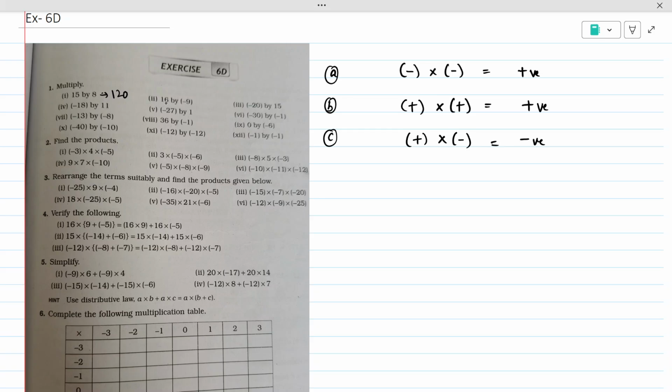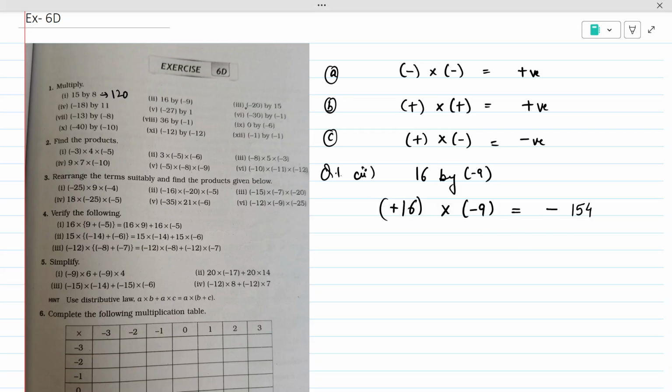In the second, we have 16 multiplied by minus 9. So question number 1, second part, I'm writing here 16 by minus 9. That means no sign is there with 16, that means it's a positive number. We have to multiply this with minus 9. And above, we have learned that when we multiply a positive number with a negative number, positive into negative, we will get a negative number. Negative of what? Negative of the product of these two. So 16 into 9 is 154, right? This is how we have to do such questions.